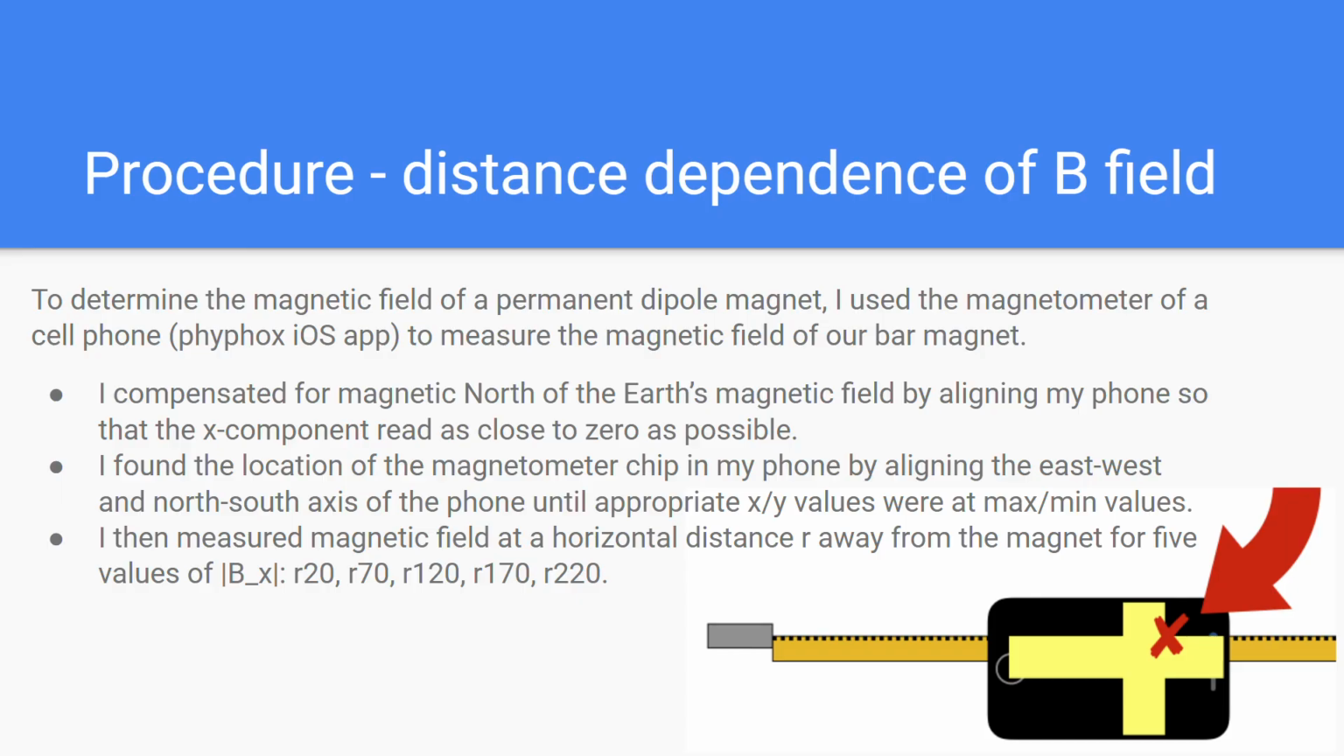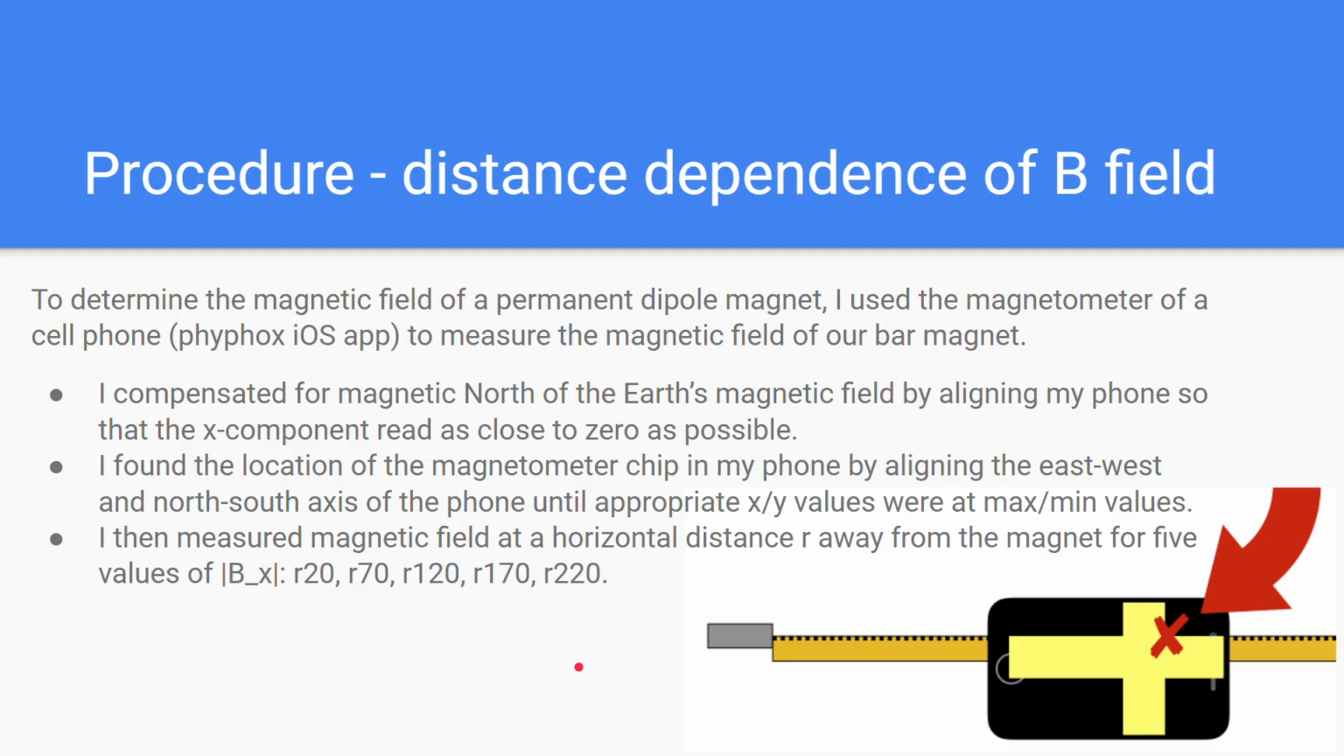a permanent dipole magnet by using the magnetometer of a cell phone, which we measured using the Firefox iOS app to measure the magnetic field of my bar magnet. I compensated for magnetic north of the Earth's magnetic field by aligning my phone so that the X component read as close to 0 as possible. I found the location of the magnetometer chip in my phone by aligning the east and west and north and south axes of the phone until the appropriate X and Y values were maximized or minimized, and then found the location of the phone magnetometer chip to be about where the X is.